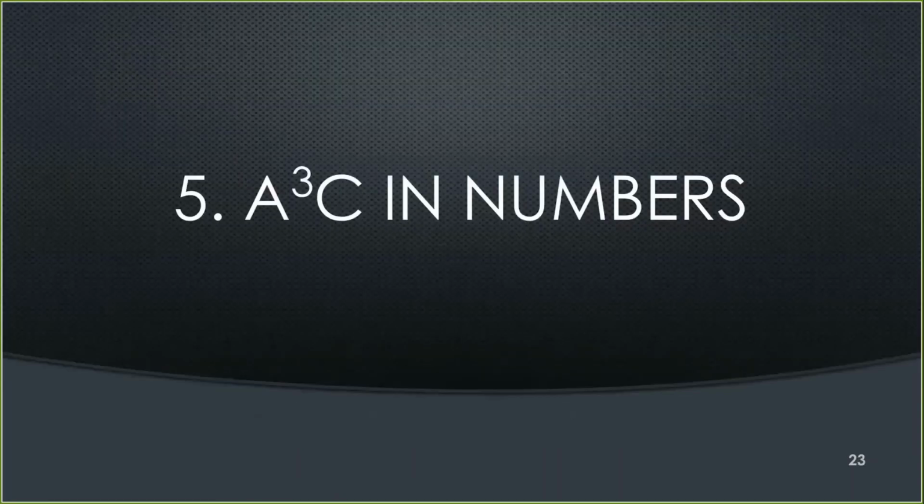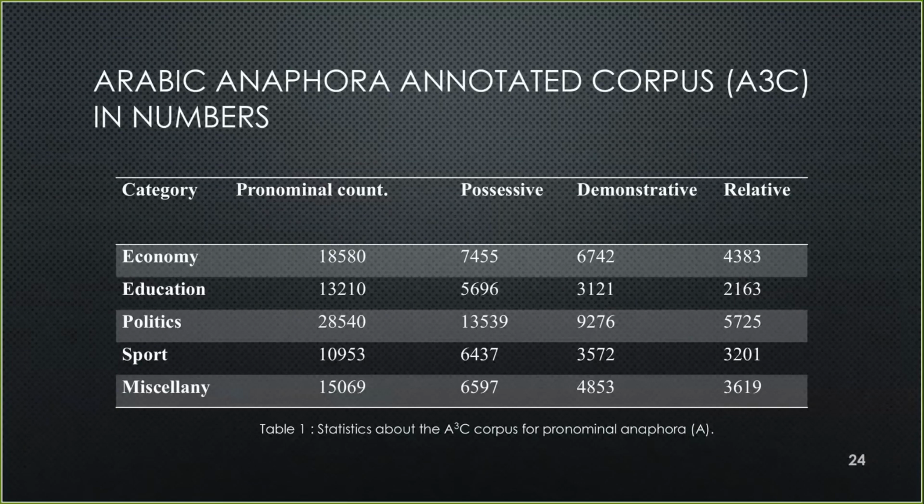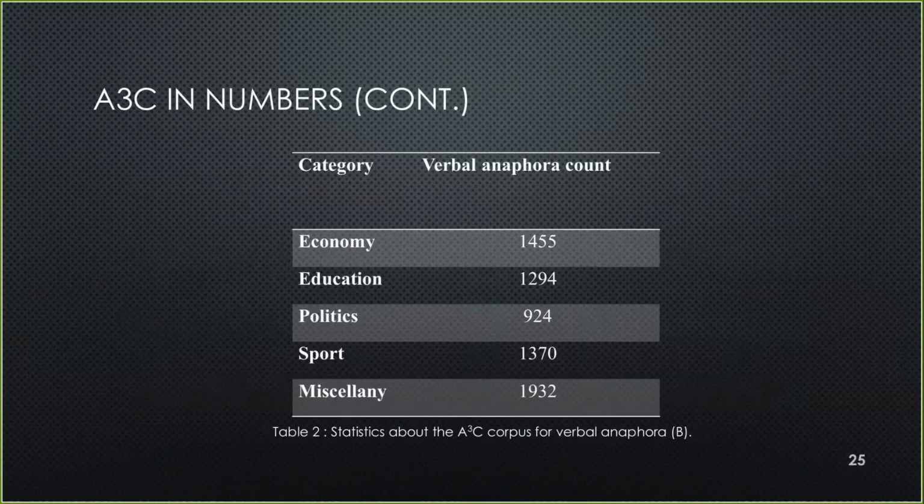Moving on, we will present statistics about the corpus. As mentioned here, there are five categories. For each category, we find the possessive, demonstrative, and relative pronouns, which are subtypes of the pronominal type, and also for the verb, the same thing and the same categories.